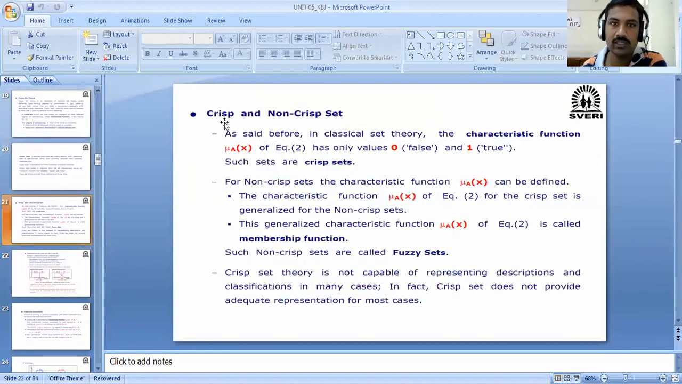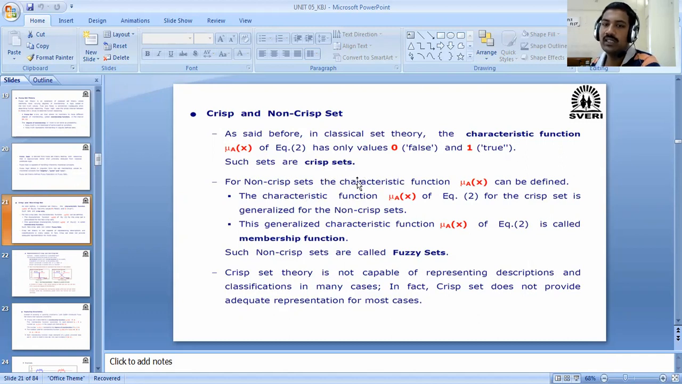we should understand the crisp and non-crisp set. Okay, what do we call a crisp set and what do we call a non-crisp set? Crisp sets are Boolean sets, and non-crisp sets are the fuzzy sets. As said before, in classical set theory the characteristic function equation has only the value 0 and 1, and such sets are called crisp sets.